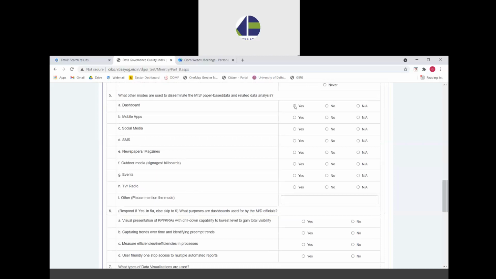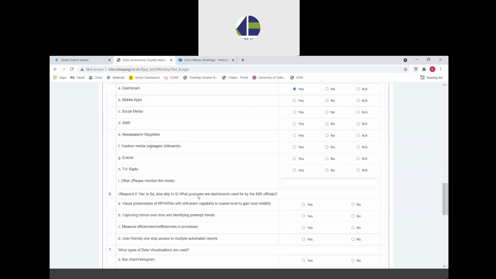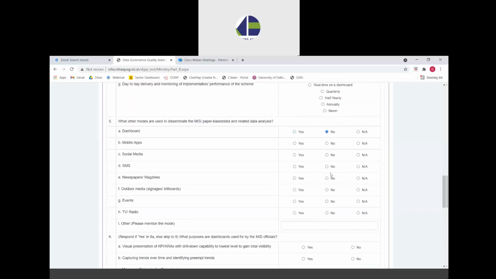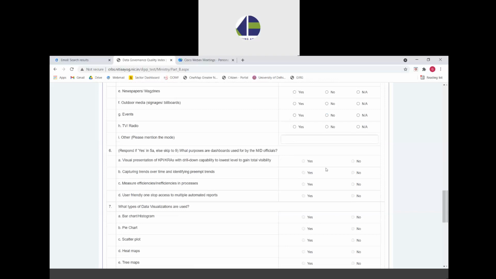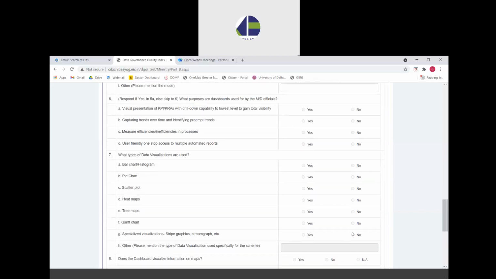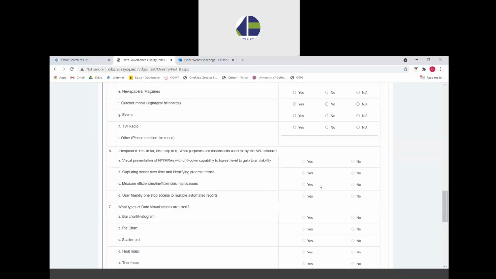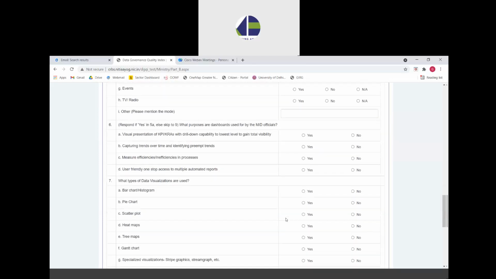Finally, the next few questions are on dashboard specifically, because that's a very important mode of disseminating data digitally apart from the MIS. So if we select yes in 5A, then the next few questions need to be answered. Otherwise, if you select no, then questions 6, 7, 8 get automatically disabled and they're not to be answered, and you're requested to move directly to question 9. They will automatically get disabled. So assuming that we have filled yes in 5A, let me explain questions 6, 7, and 8.